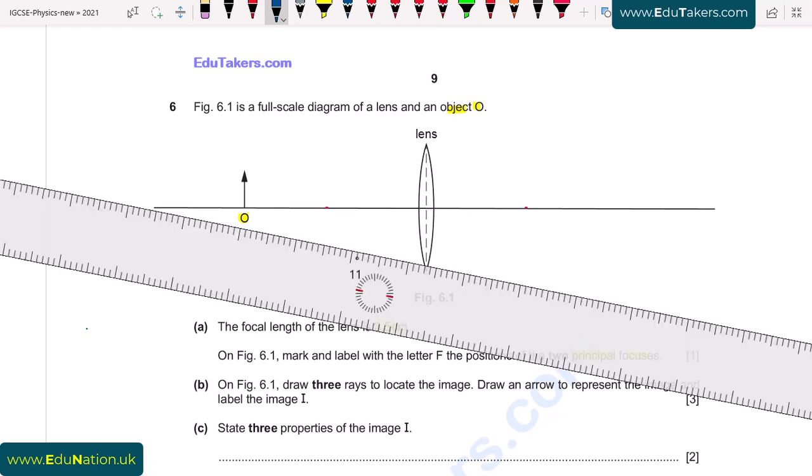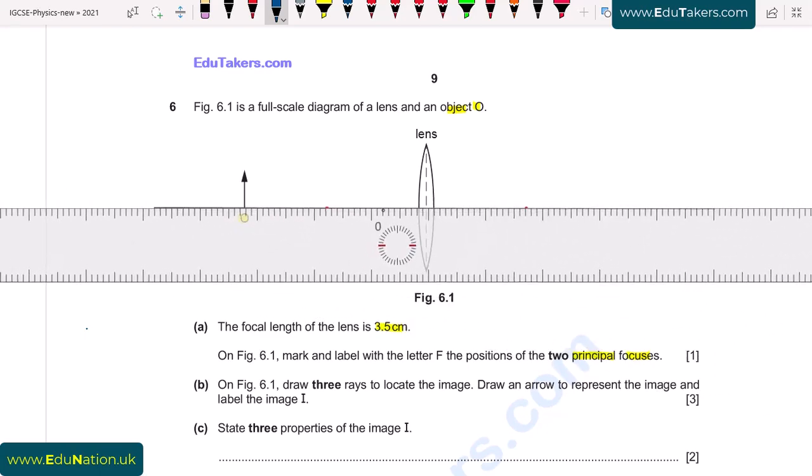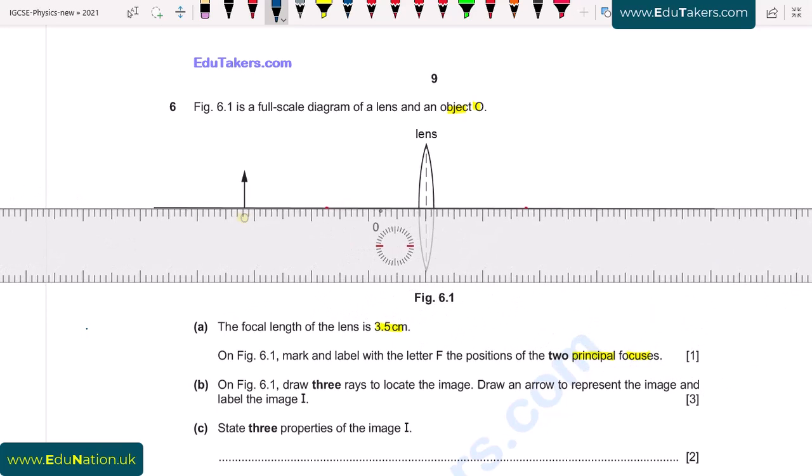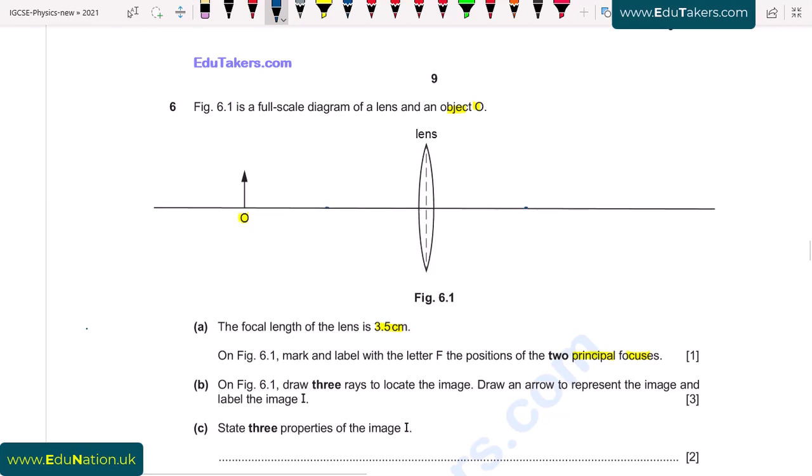So first I use the ruler and measure 3.5 cm on both sides of this lens. When I measure it, it is at this position, and on the left side it is at this position. So these two are at a distance of 3.5 cm and these are the principal focus F.